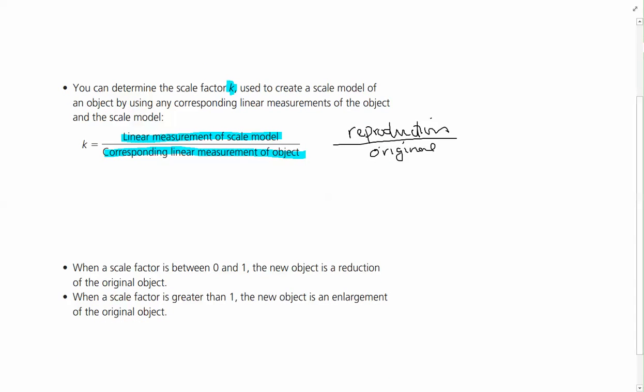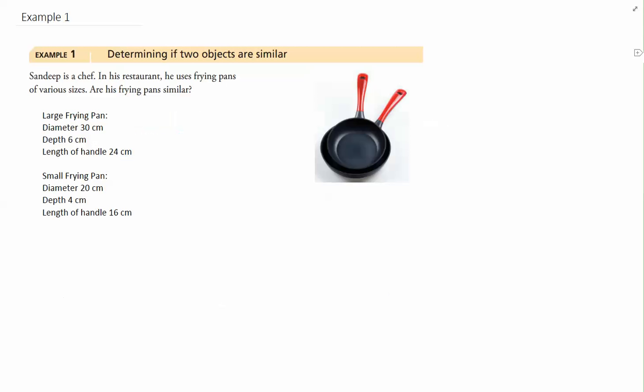When a scale factor is between 0 and 1, the new object is a reduction. When the scale factor is greater than 1, the new object is an enlargement. And that's something that we've been working with previously. So now let's look at some examples. We are going to determine if these objects are similar.